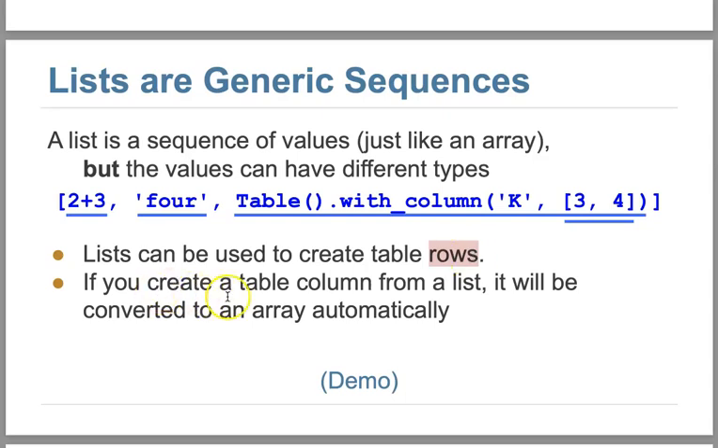If you create a table column from a list, what is a table column? A table column needs to be the same data type. If you really want to put a list in there, it will be converted to an array automatically. It will check the data type, and if it can convert, it will just convert right away. So that's a list. We will use lists in this class, but I just wanted to quickly show you the definition.